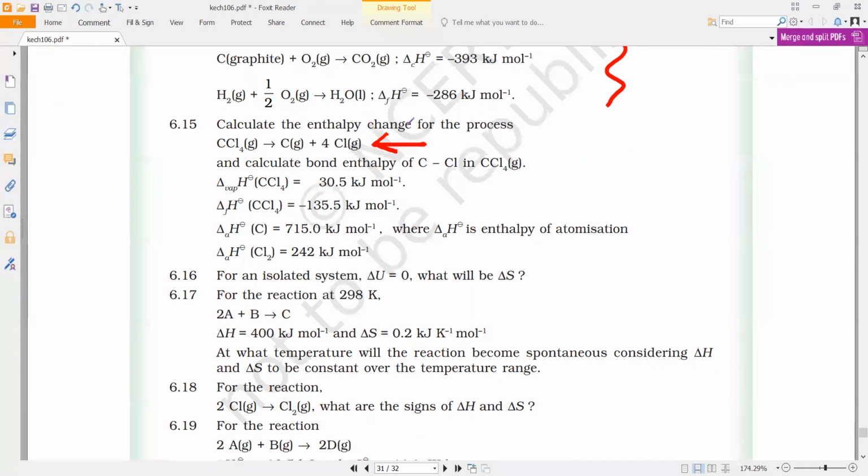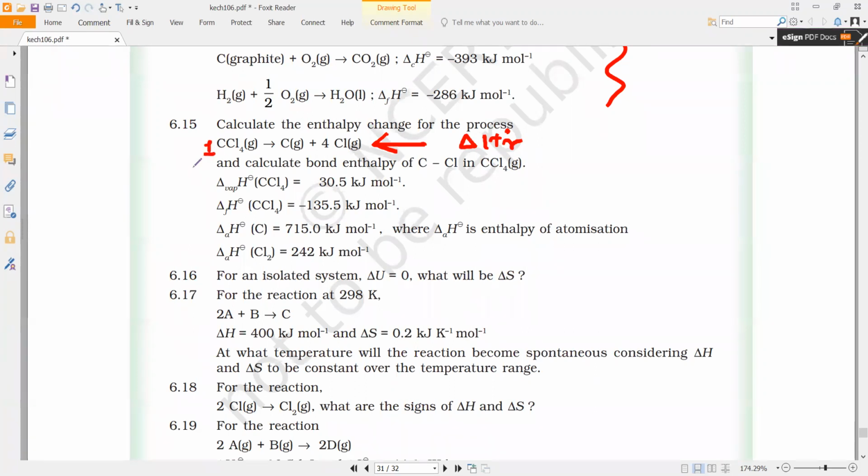Delta H formation and enthalpy of change in the process. So you will get the delta H naught of the reaction. Now in this delta H naught of reaction, what is happening? CCl4, all the bonds in CCl4 are broken and it is getting converted into carbon gas and 4 chlorine atoms. So we have 1 mole of CCl4.